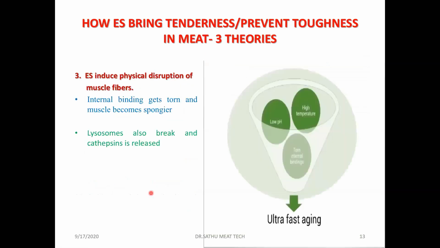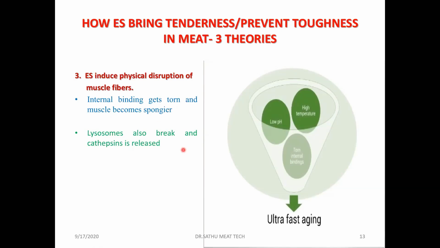Third is, during the muscle contractions, we have seen there are violent contractions and relaxations. Because of that, it leads to physical disruption of the muscle fibers. The muscle fibers will be disrupted, the internal structure of the muscle will be torn, and this also breaks the lysosomes. So cathepsins will be released, and calcium will also be released. So these enzymes become more active, and the internal structures of the muscles will be broken down, and that will also help tenderness.